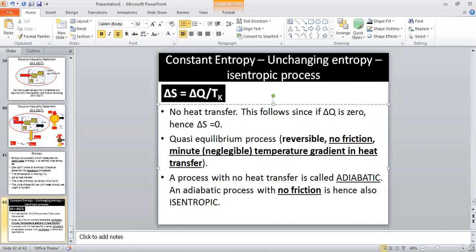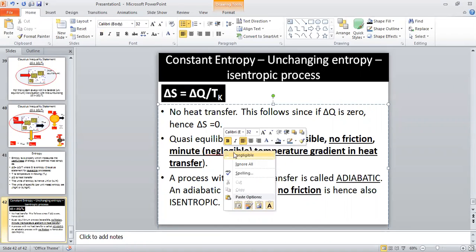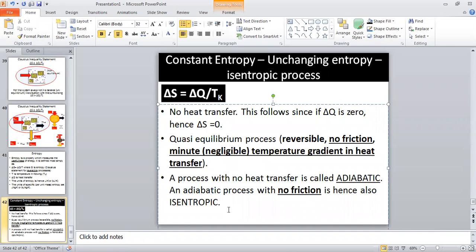So it may be a longer time-taking process. Okay, so quasi-equilibrium process. But the issue is, yes, quasi-equilibrium or reversible process. But when it comes to isentropic, it means delta S, constant entropy, has no increase or change of S. So delta S 0 means delta Q is 0.